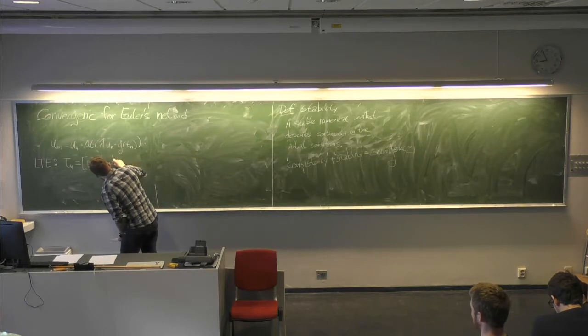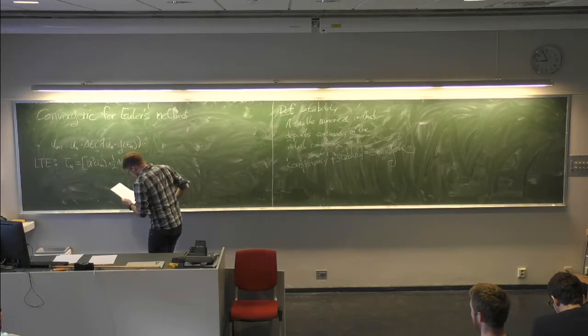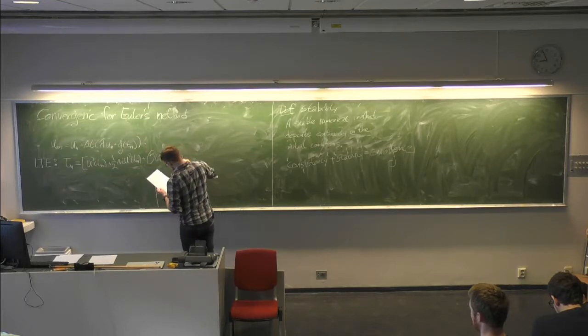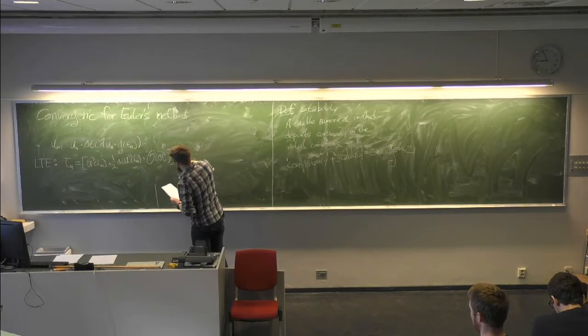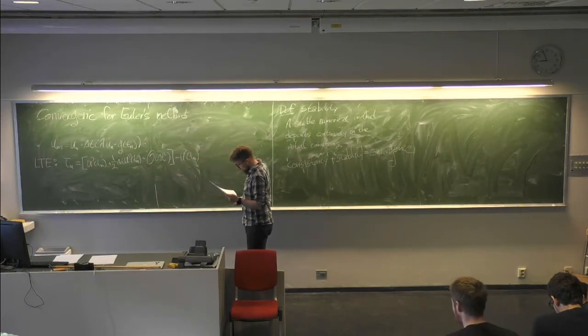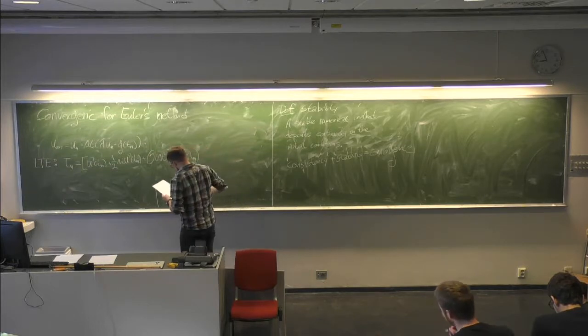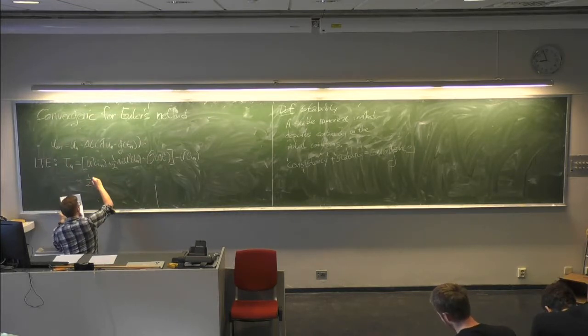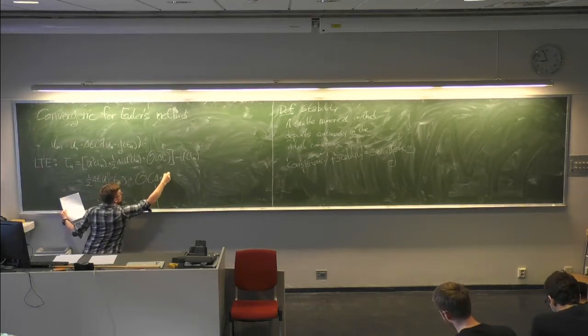T_n. That's T_n, big O delta t. This is a half delta t squared, skipping something here. Anyway, plus big O delta t squared.